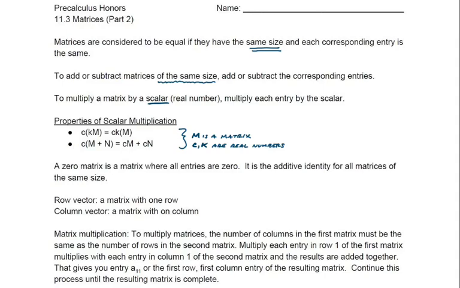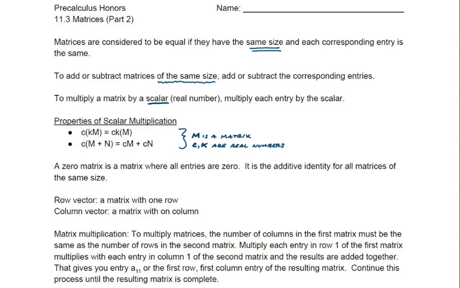The other one is, if you look in the second equation, we're considering N to be a matrix as well. So if I am adding M and N together and then scaling it by the number c, what I could actually do is take M and multiply by c, and then take N and multiply by c, and then add those two matrices together, provided that M and N are the same size.